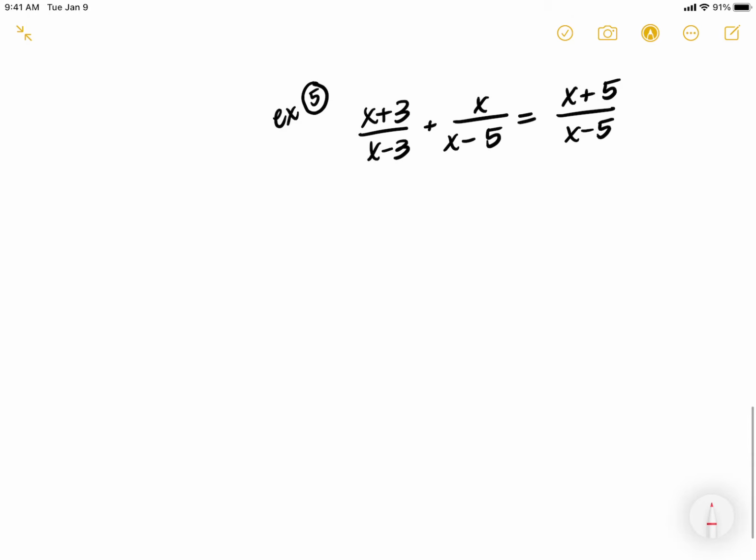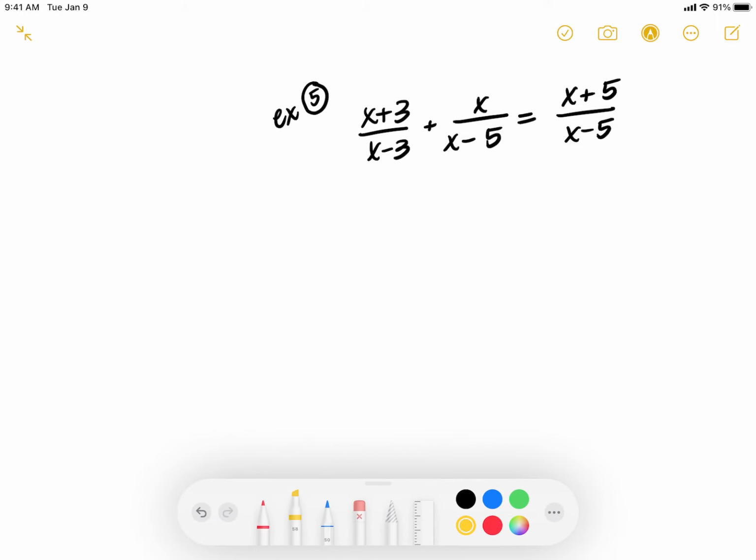When I'm looking at example number 5, I'm hunting for any terms that already have the same denominator. And here they are. These two terms already have the same denominator. So if I can combine them, meaning add them, subtract them, get them on the same side of the equation, it'll drastically simplify what I'm doing. So I'm going to do the same thing I did before, and I'm going to subtract this term, minus x over x minus 5, from both sides.